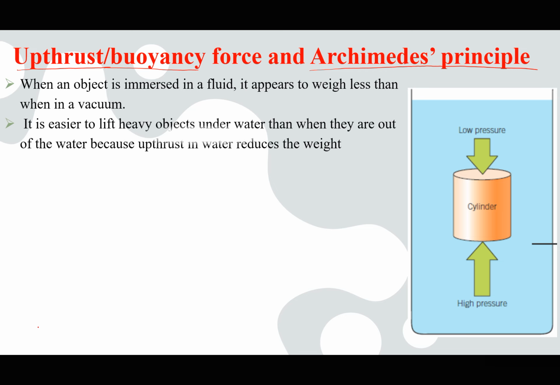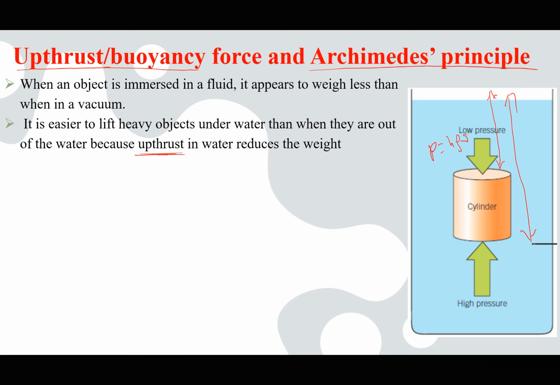It is easier, therefore, to lift heavy objects underwater than when they are out of the water because there is a force in water which acts vertically upwards, and that force is going to be called upthrust. It's like this force reduces the actual weight, or makes the weight of the object a little bit less. Why is that force there? Remember we said when an object is submerged in a fluid, there is a pressure on top due to the liquid, but there is also pressure at the bottom due to the same liquid. And we have said that pressure due to a liquid increases with the depth.